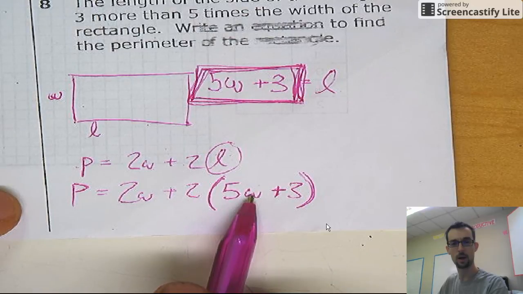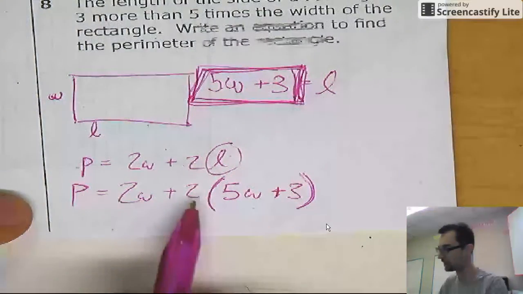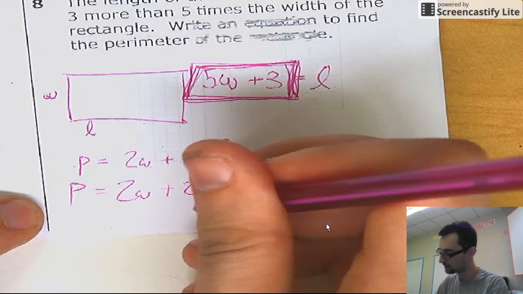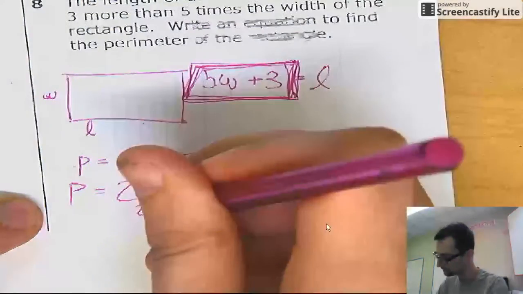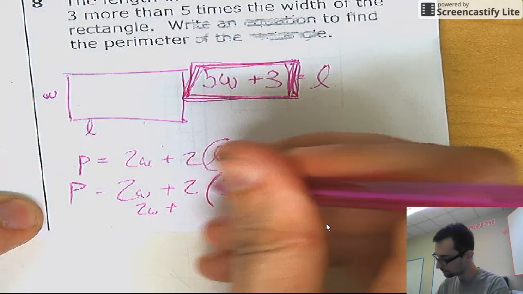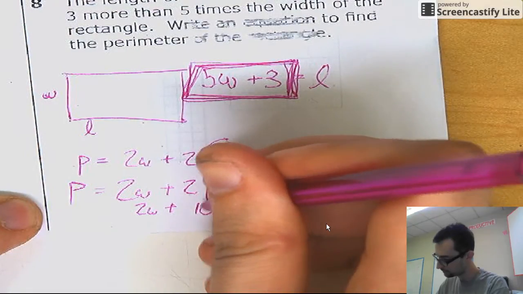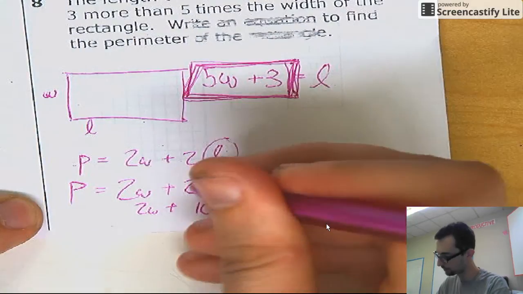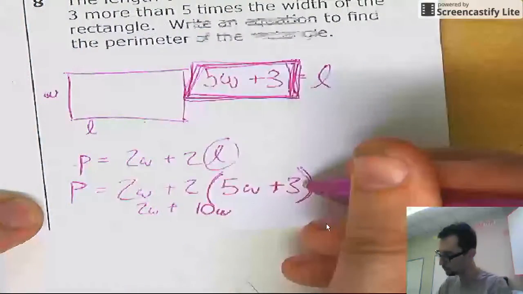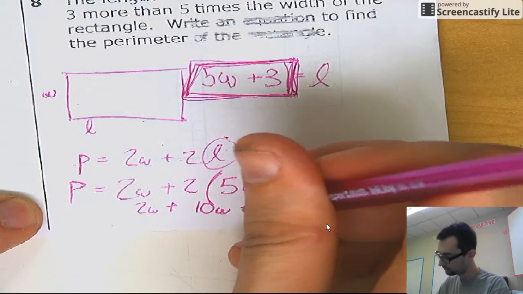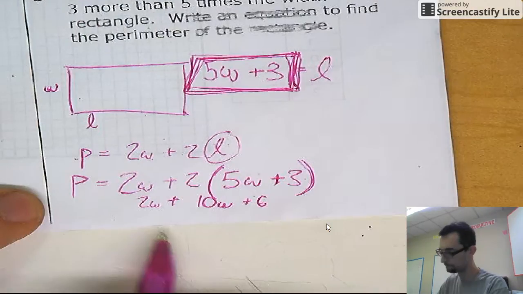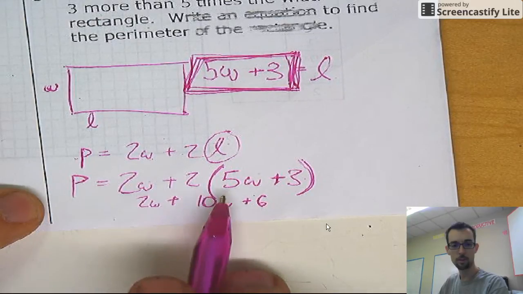More power to you. Okay, so what I'm thinking is 2 times 5W is 10W, right? So I have 2W over here, still over there. I'm going to add 2 times 5W is 10W. We did the distributive property, right? 2 times 5W is 10W. 2 times 3 is 6. Right? So my equation is P equals 2W plus 10W plus 6.